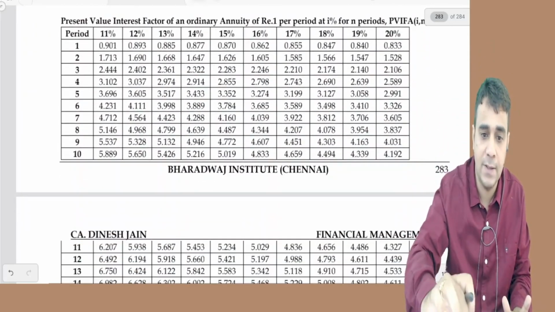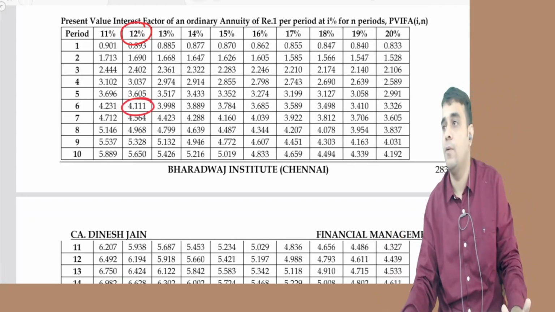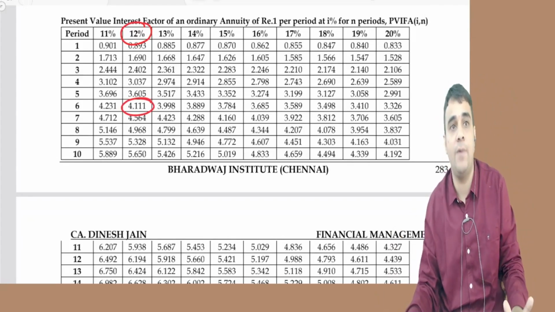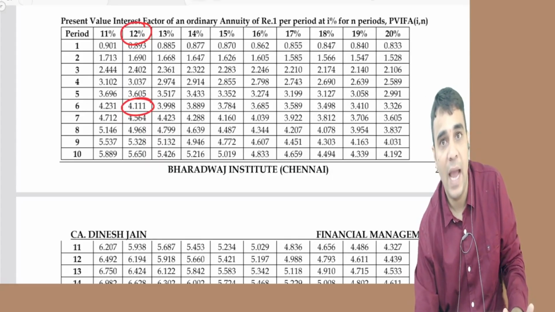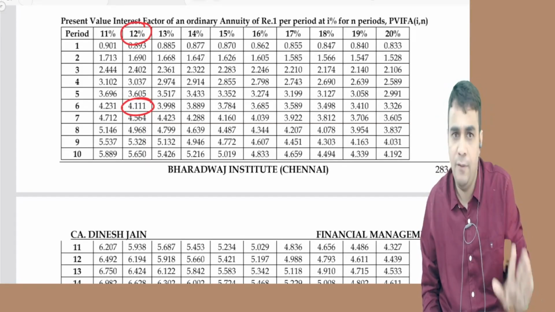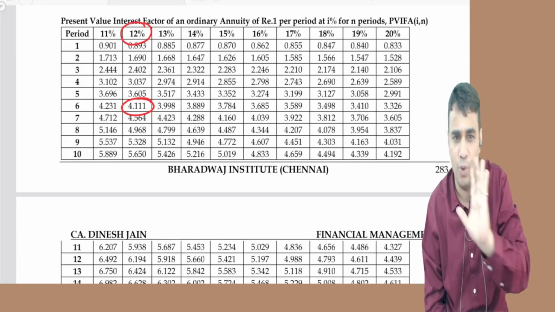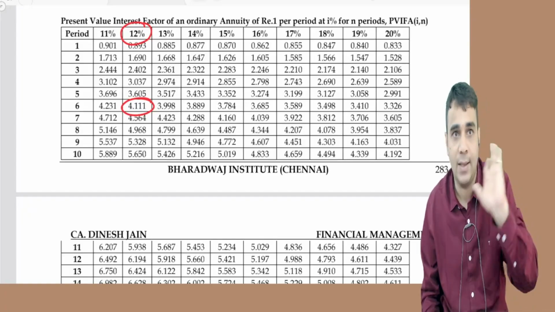Same 12%, 6 years, 4.111. 4.111 is the present value annuity factor. Present value annuity factor, future value annuity factor. The present value annuity factor calculator method I've explained to you. We'll do questions around this in the next session. I don't think I have time and I don't want to rush through. Okay, 4.111, how you calculate it, I've explained.